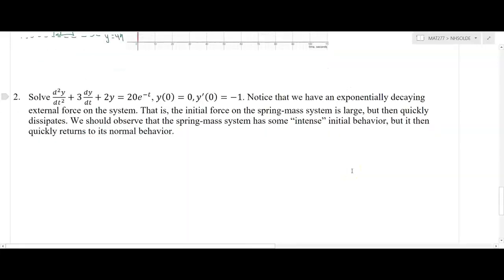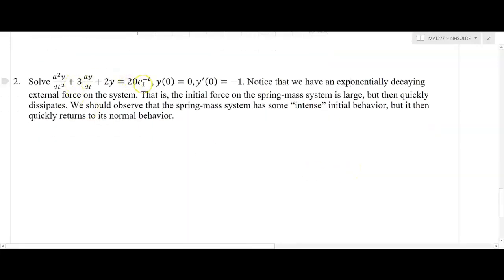Now let's consider another situation. Here we have an exponential forcing function. So notice that we have an exponentially decaying external force on the system. That is, the initial force on the spring mass system is large, but then quickly dissipates. We should observe that the spring mass system has some intense initial behavior, but that it then quickly returns to its normal behavior. So let's think about the size of this.